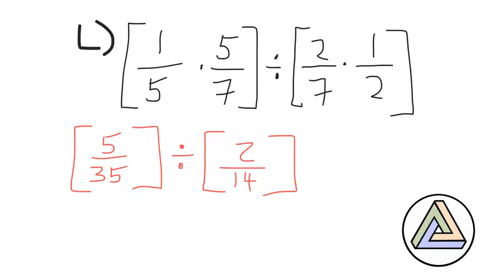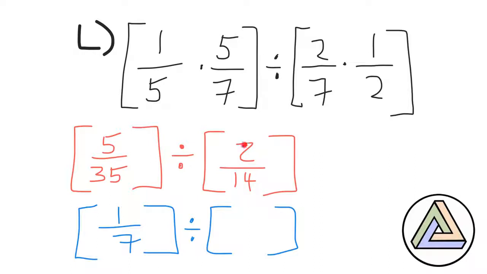So on the next line, we're going to ask ourselves, is 5 over 35 a fraction that can be reduced? Absolutely. 5 and 35 both have a common factor of 5. 5 divided by 5 is 1, and 35 divided by 5 is 7. So that could be reduced to 1 over 7. So that's going to be 1/7 divided by whatever this guy reduces to, 2 over 14. That's definitely reducible. 2 and 14 have a common factor of 2. 2 divided by 2 is 1, and 14 divided by 2 is 7.